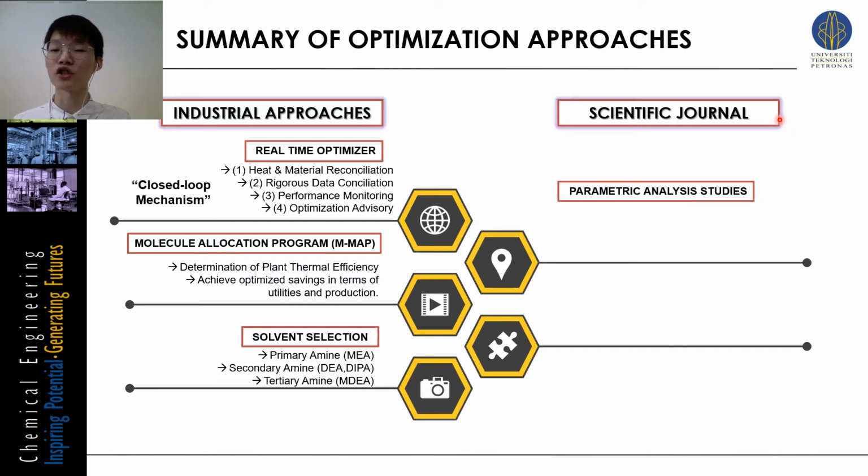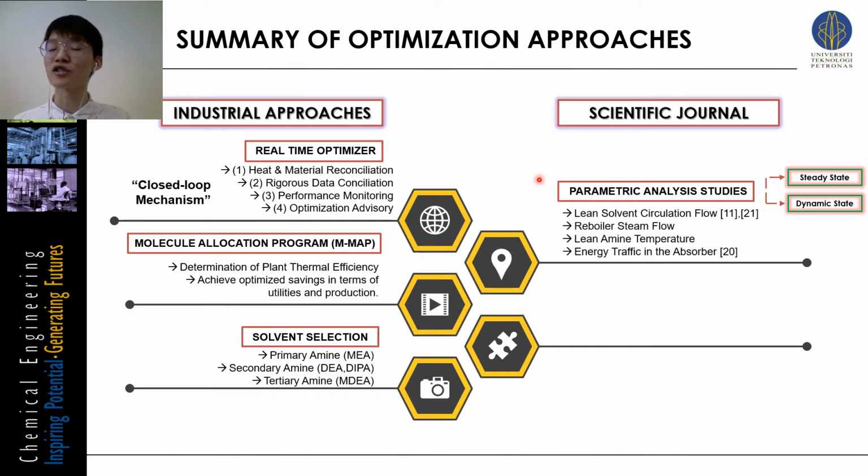So for this scientific journal, we look into the parameter analysis study and their steady state and also the dynamic state. And it is determined that lean solvent circulation flow, reboiler steam flow, lean amine temperature, and also the energy traffic in the absorber are the essential parameters that can contribute to a lot of optimization and money savings in AGRU.